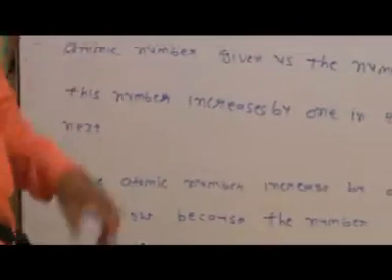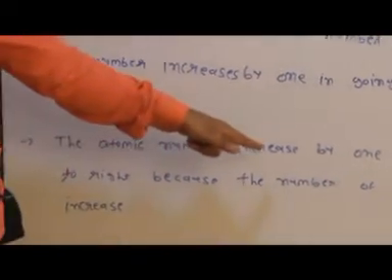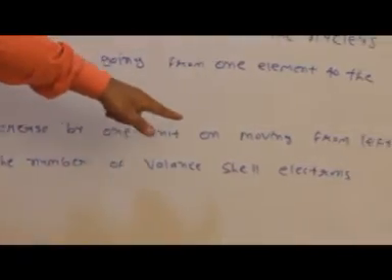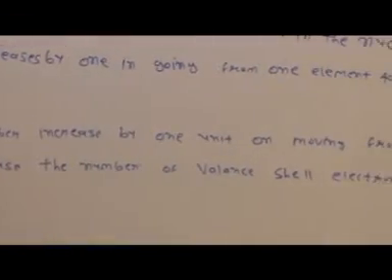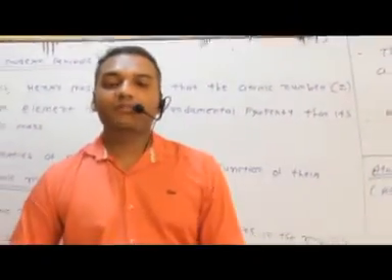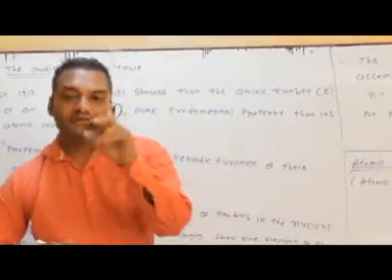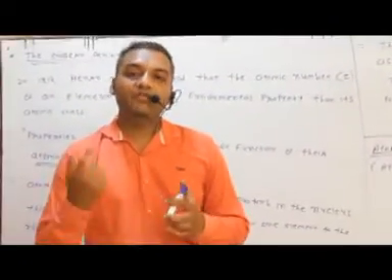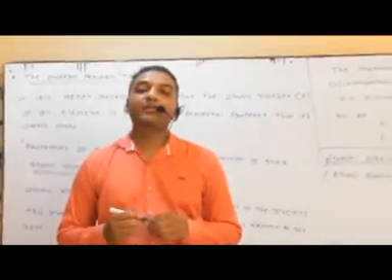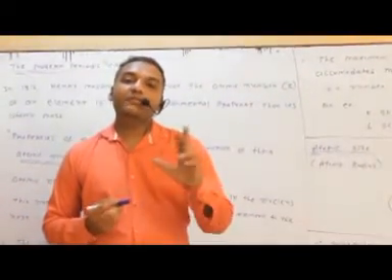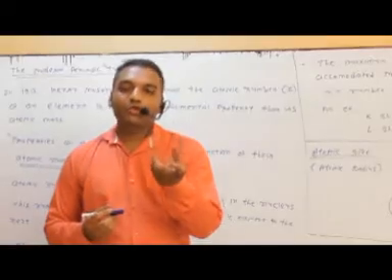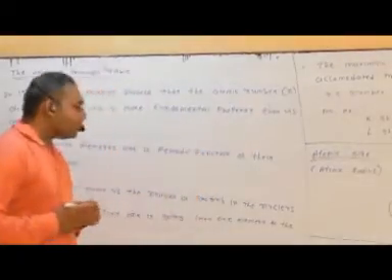Second is electrons. The atomic number increases by 1 unit on moving from left to right because the number of valence shell electrons increases. You know that hydrogen is first, second is helium. Hydrogen is number 1 because hydrogen has 1 electron, so its atomic number is 1. Second is helium, number 2. Why do we assign it number 2? Because helium has 2 electrons, otherwise 2 protons. So we assign number 2.